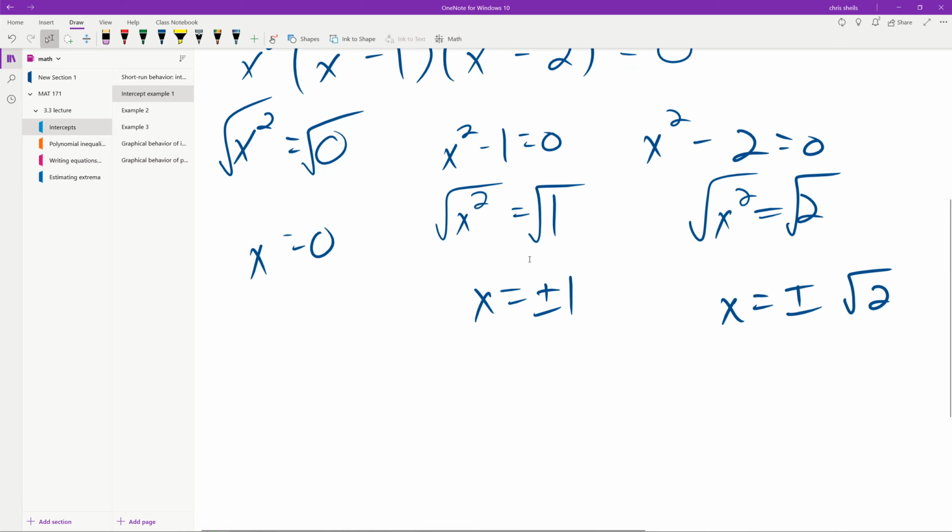So this gives me 5 horizontal intercepts, right? 1, 2, 3, 4, 5. You couldn't see my mouse there. 1, 2, 3, because I have a plus and a minus 1. 4, 5, because I have a plus and a minus the square root of 2. I should make that look more like a plus sign.